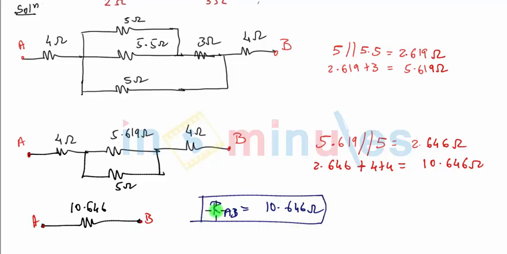So nowhere did we have to go for star delta transformation, because every time we could find two resistors either in parallel or series, so we can go ahead with that series parallel combination only.